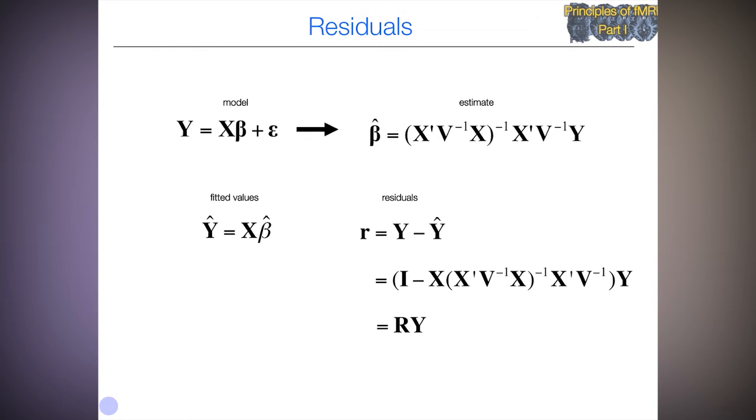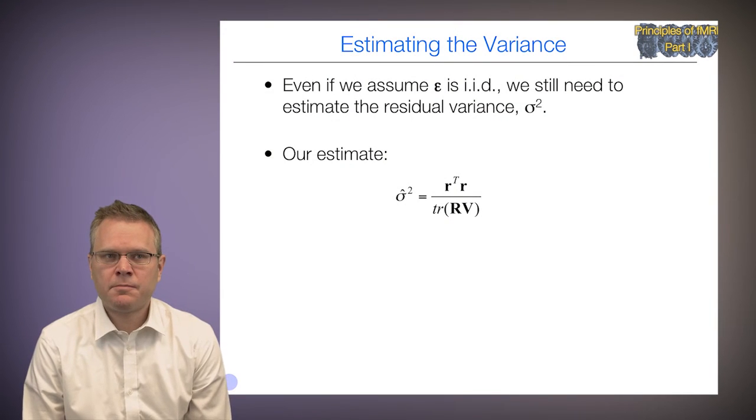And here, the capital R is what's called the residual inducing matrix. It's just a notation that we often use in statistics to say that this is a way of taking the data and moving it into the residual space. So even if we assume that epsilon is IID, we still need to estimate the residual variance as sigma squared. And our estimate of sigma squared is going to be based on the residuals: R transpose R, divided by the trace of the residual inducing matrix and V.